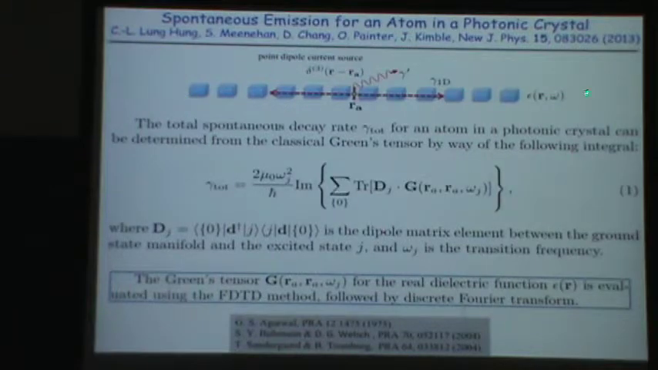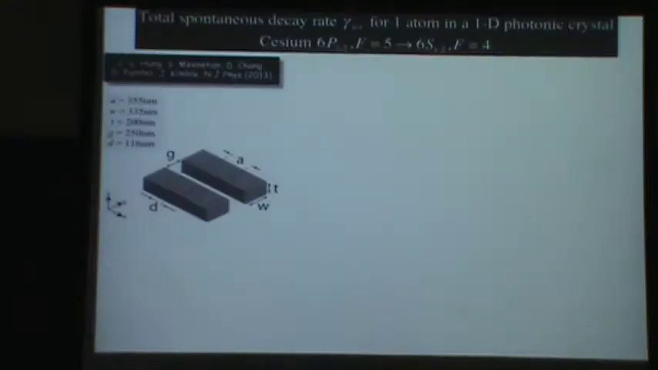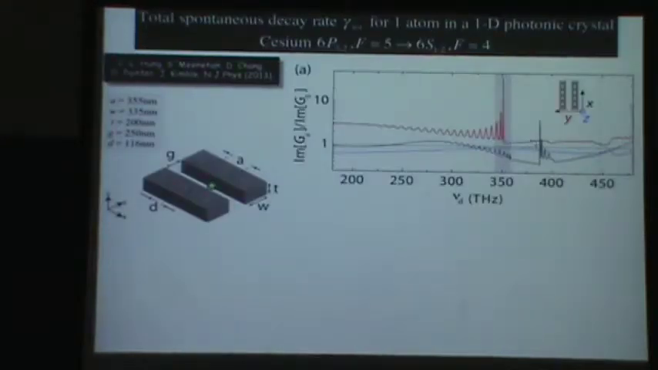And so how do we find out how an atom is going to radiate? You need the one-point Green's function: the atom radiates, and what's the strength of the radiation back at the atom. That Green's function has two components, one real, one imaginary, and that one is the imaginary component. And if you do that, this is what Qinglong Hung did, as a function of frequency, what does this look like?